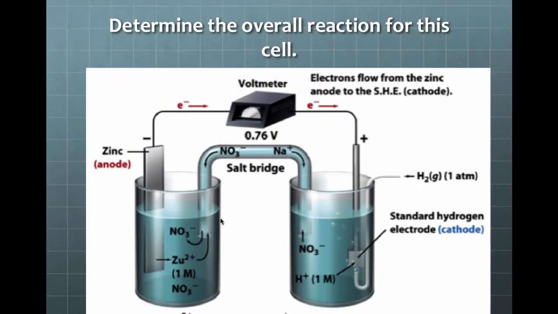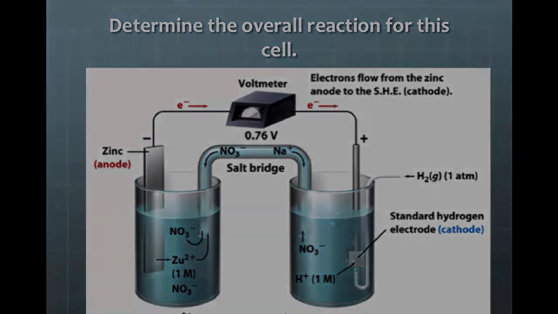This time you're given a wet cell. It's a different wet cell. This time we have zinc ions, and we have a SHE electrode, standard hydrogen electrode, and notice that the voltage is 0.76. And you determine what the overall reaction is. So pause the video and determine the overall reaction based on what you're seeing here.